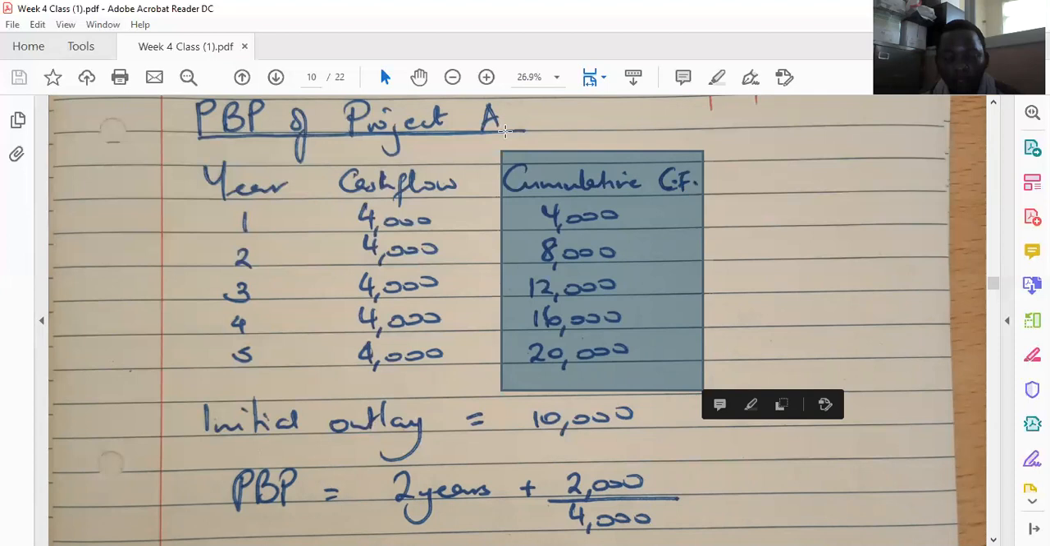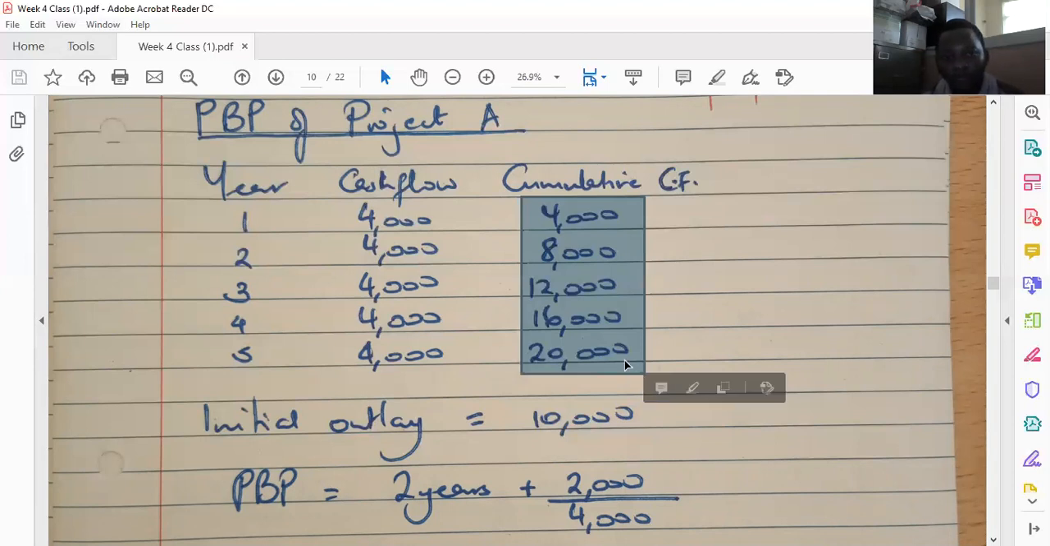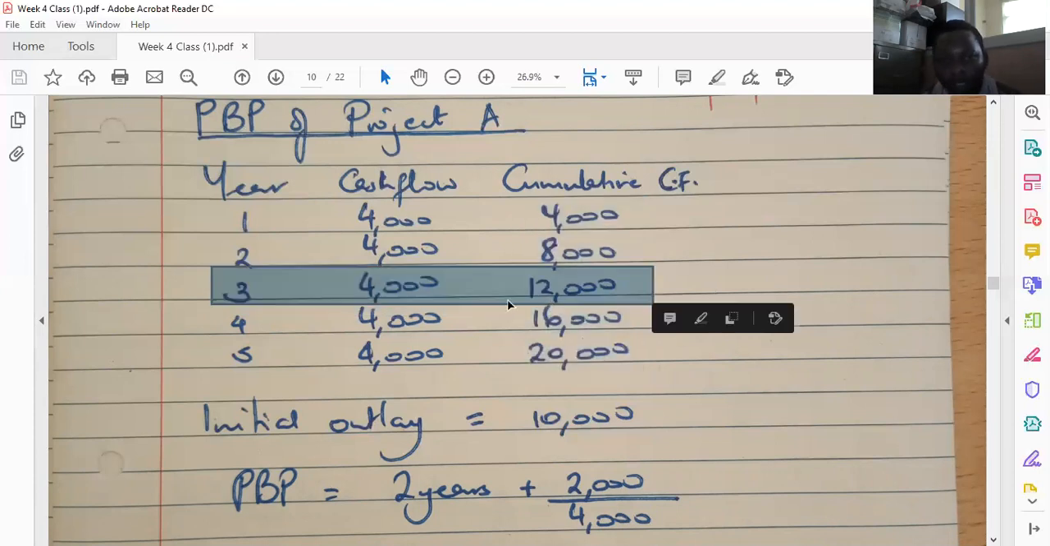So once you get the cumulative cash flows, then you're able to tell at which point the business recovered its initial investment. So remember that the initial investment is 10,000 shillings. So looking at these cash flows, at what point will the business recover the 10,000? In this case, we're able to identify that it is in the third year. It is in the third year that the business will get its 10,000 shillings.